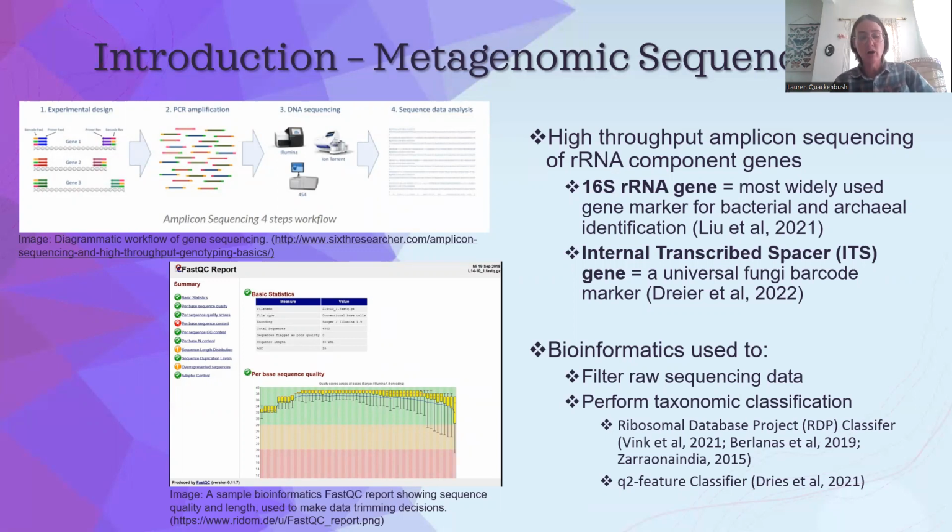The 16S rRNA gene is a widely used gene marker for bacterial and archaeal identification to the genus and species level. And the ITS gene is considered a universal fungi barcode marker. Once the genetic data has been captured with sequencing, it can be filtered, sorted, and identified using bioinformatics. Different genetic classification databases exist, and in studies of the Grapevine soil microbiome, the Ribosomal Database Project Classifier is one of the most widely used.